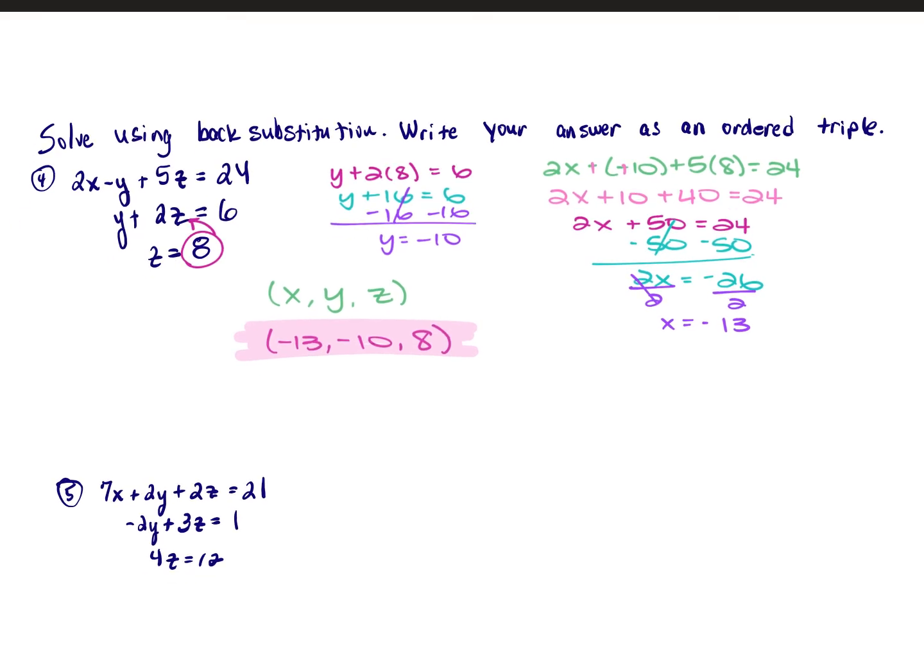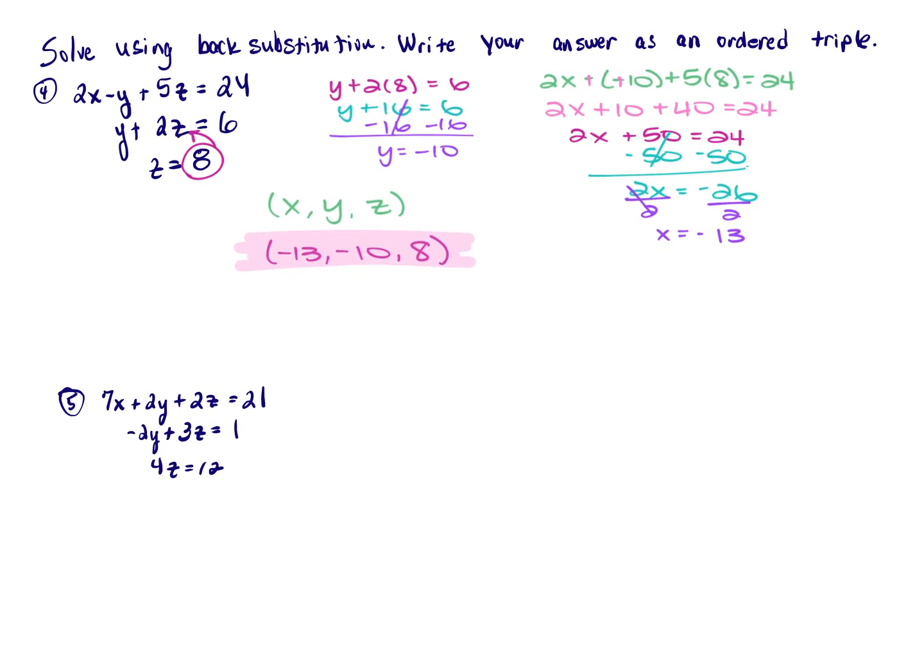Now, if we look at number 5, you have 7x plus 2y plus 2z is equal to 21, negative 2y plus 3z is equal to 1, and 4z is equal to 12. None of these three equations are actually solved for a specific variable. However, if you take that bottom one, the 4z is equal to 12, you can solve for z by just dividing each side by the 4. So you would get that z is 3.